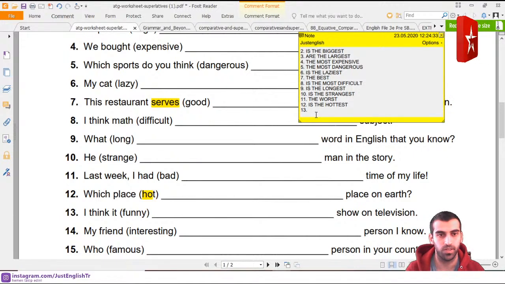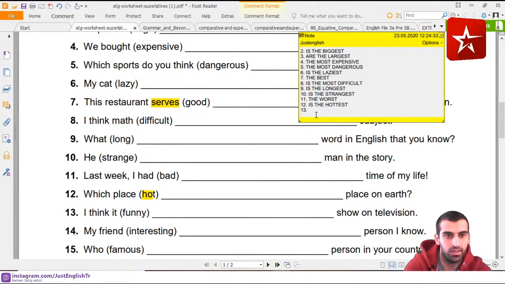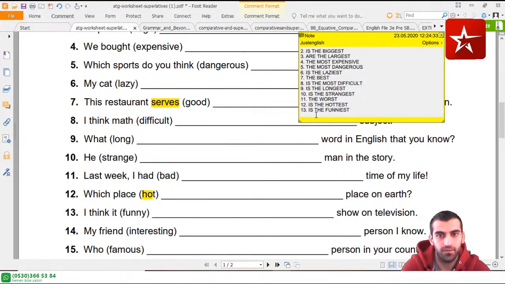Ali says the most interesting. No, Ali, we are doing number 13, not number 14. Ali is active today as a hyperactive student, and he's writing answers to all questions. The funniest, yes. The correct answer of 13, I think it is the funniest. It is the funniest show on television.